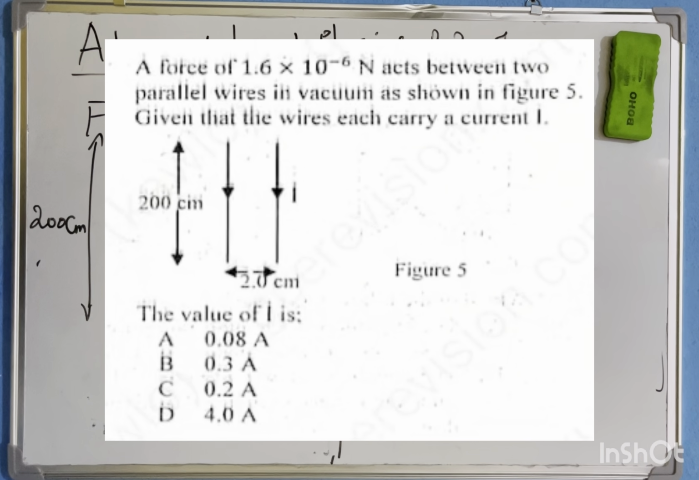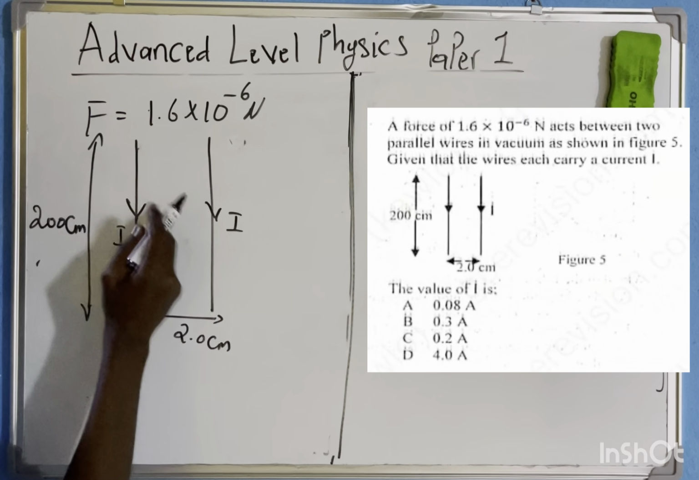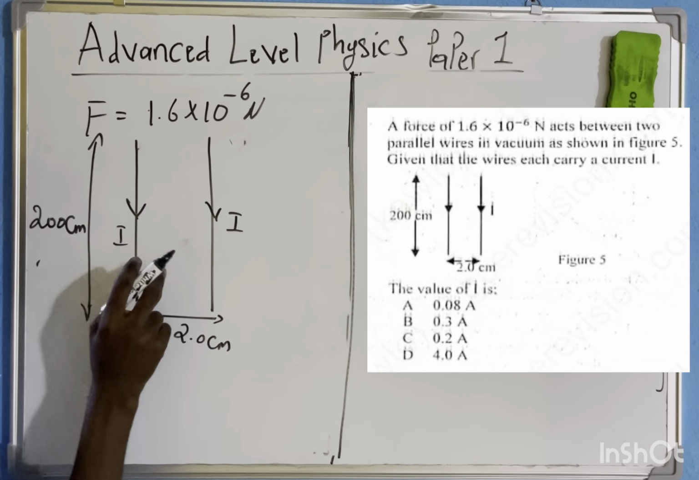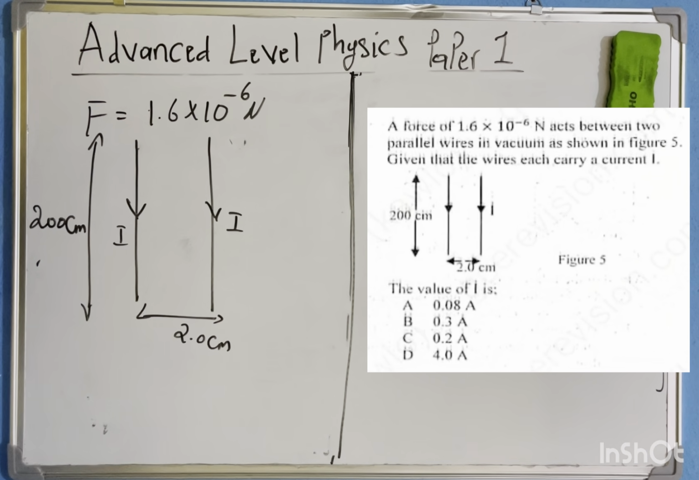Now, since each is carrying current in the same direction, this force should be what? It should be repulsive. It's a repulsive force between the two. If it was in different directions, it would be an attractive force. Now we are looking for the current flowing through the wires.